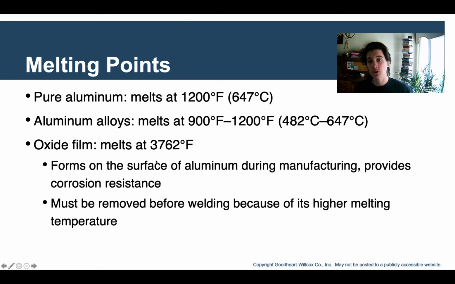If you imagine that 3762 is a thin layer on the surface, and the metal underneath melts at 900, if you get your weld hot enough to melt the oxide film, you're going to just burn through the base metal. So that temperature difference would make it very difficult to weld. You have to always remove that oxide film when you're welding aluminum. And unfortunately, you cannot see the oxide film. It's not like rust where it's a different color. It starts forming on aluminum as soon as it's manufactured and open to the air. So pretty much all aluminum has some kind of oxide film on it, and you do have to clean that off before welding in most cases.